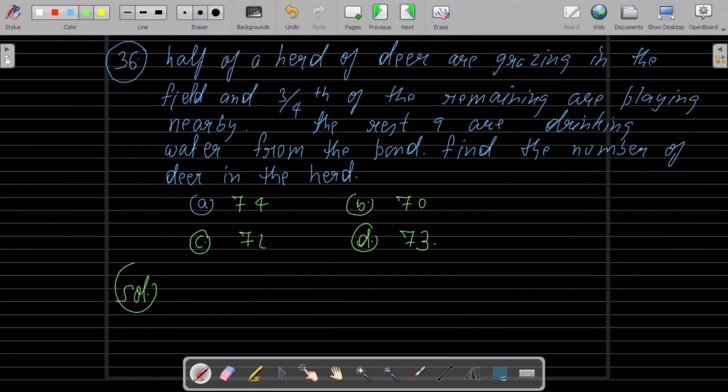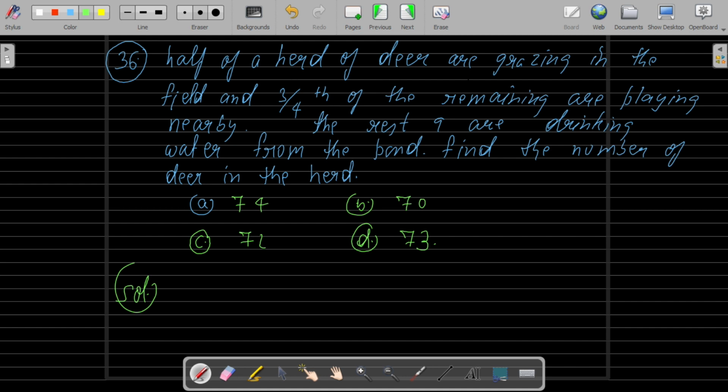Today we have a question from 8th class entrance for class 9th entrance, actually from the book of Conceptum Mathematics. This is question number 36 in the book of Conceptum Mathematics for class 9th entrance examination. So let me read the question.